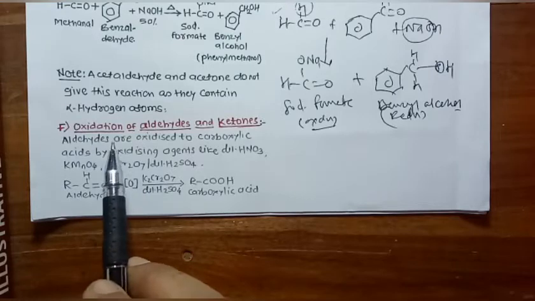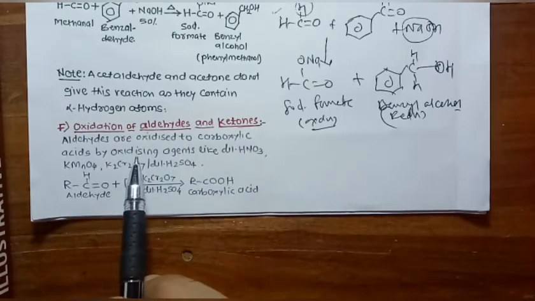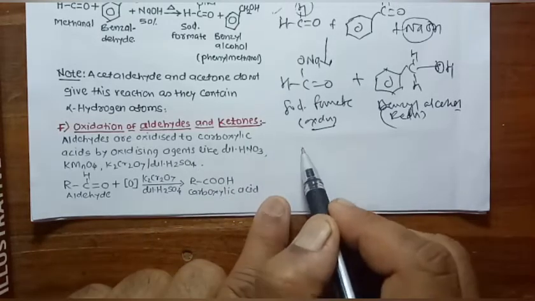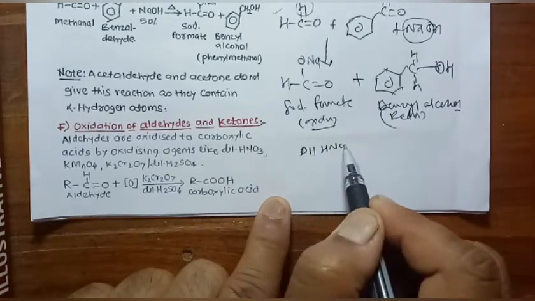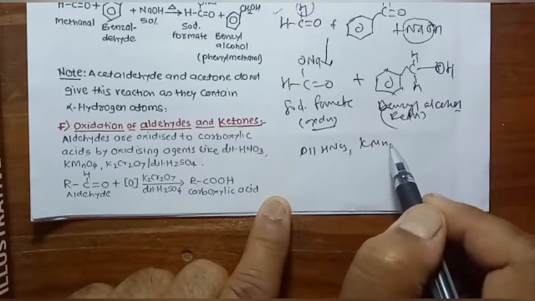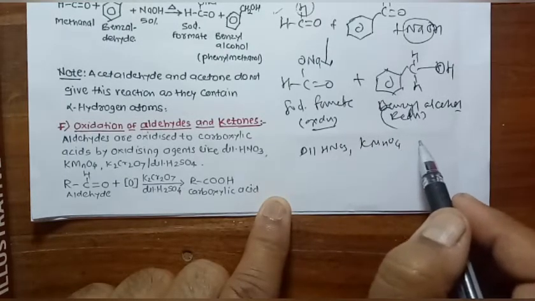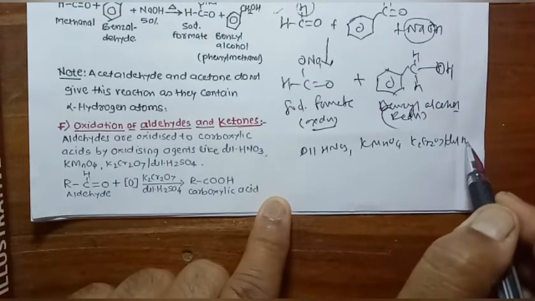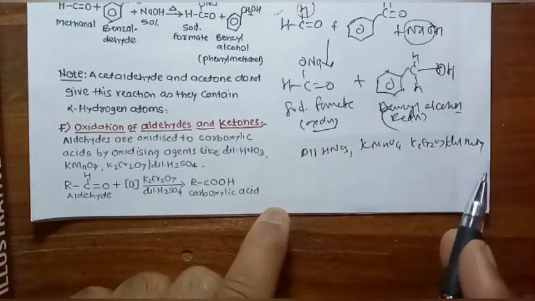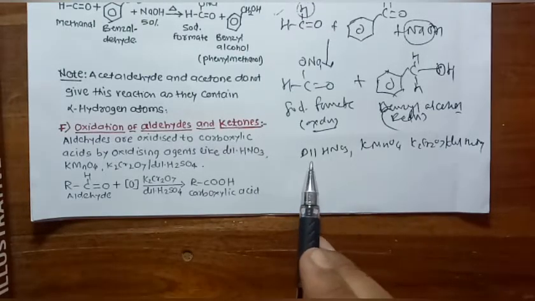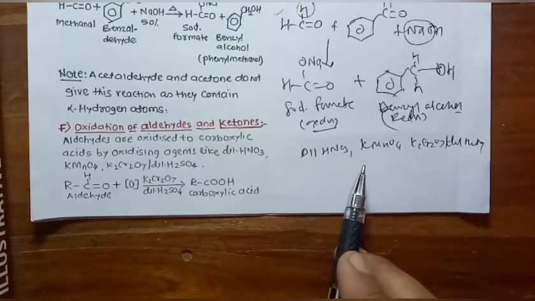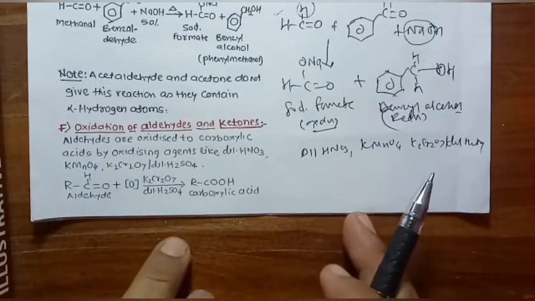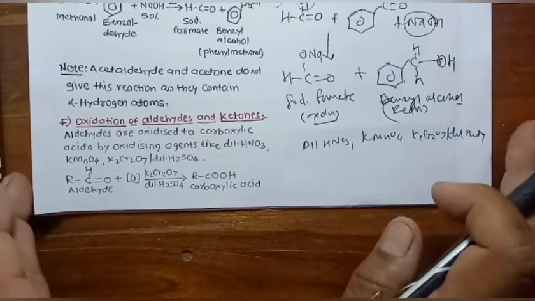Aldehydes and ketones both are oxidized to carboxylic acids using different oxidizing agents like dilute HNO3, KMnO4, or acidified potassium dichromate, that is, a mixture of K2Cr2O7 and dilute H2SO4. Such different oxidizing agents are used for the oxidation of aldehydes and ketones. First of all, we see the oxidation of aldehydes.